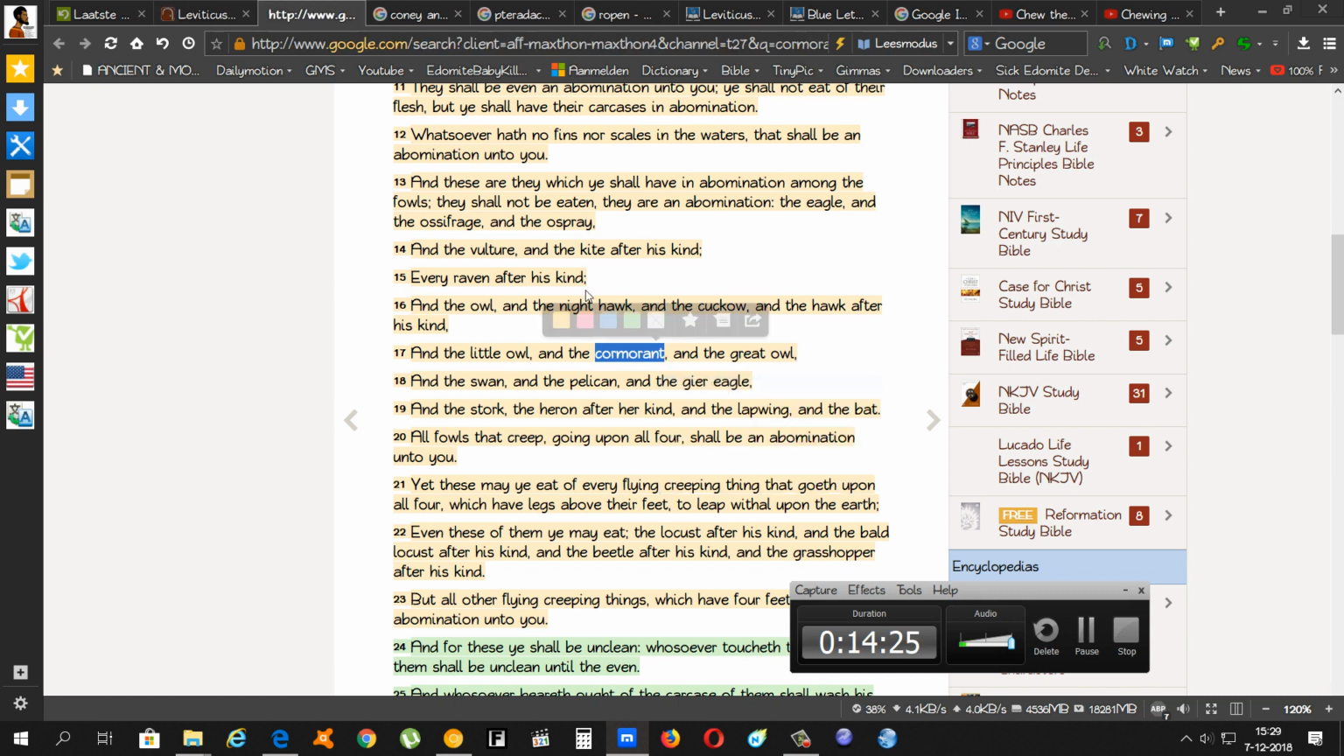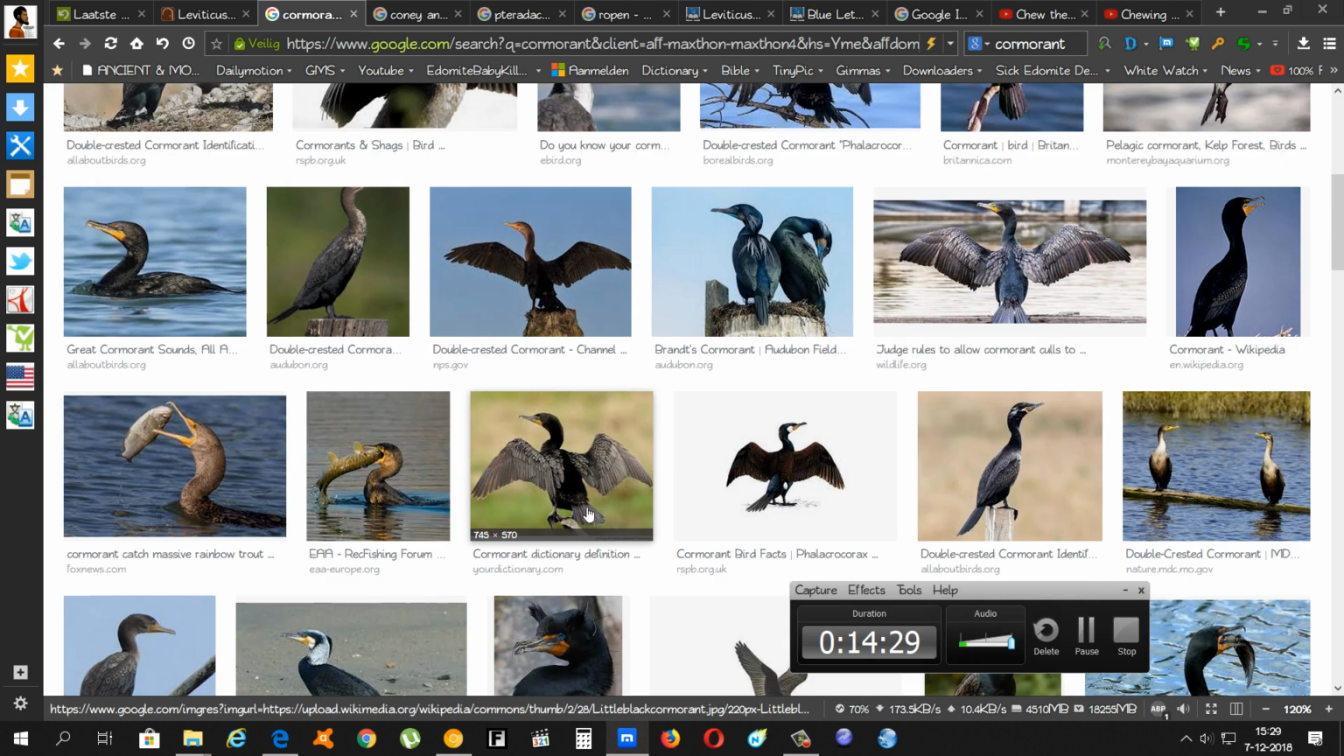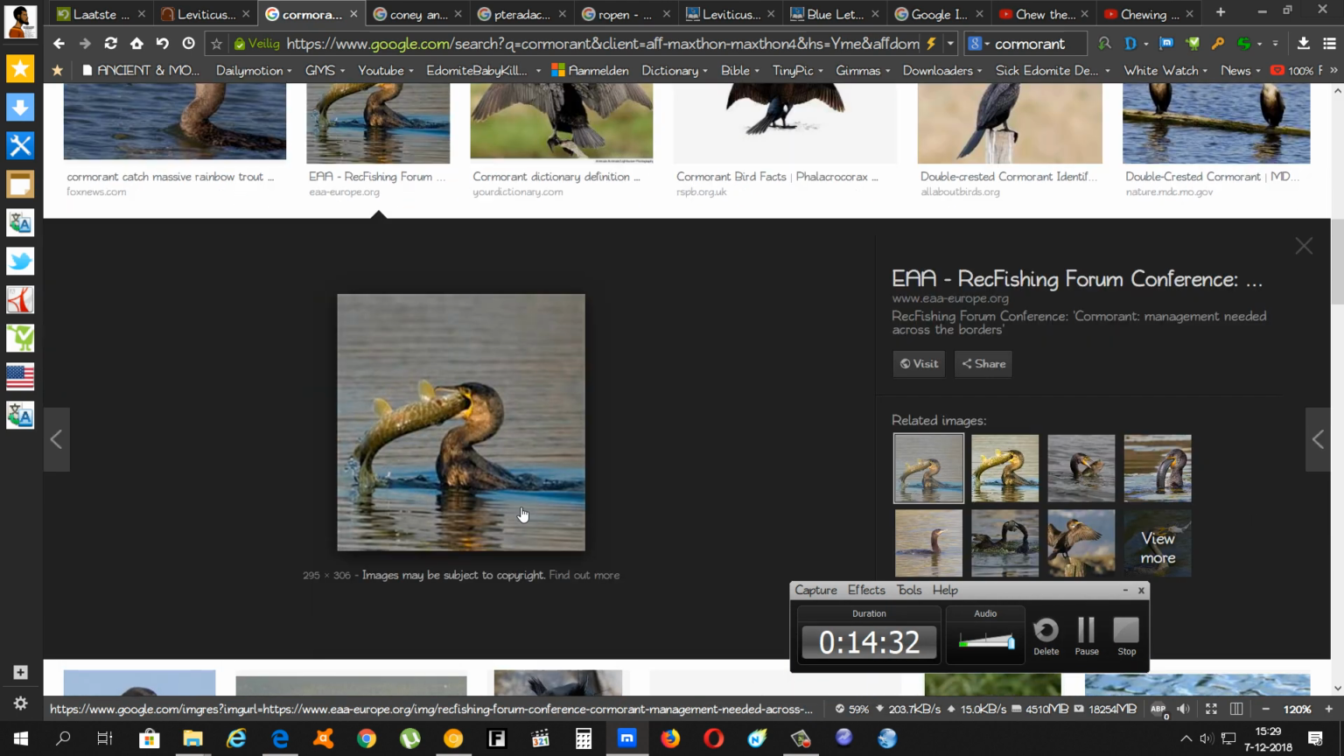The cormorant is this. These type of birds always are in the neighborhood of water.